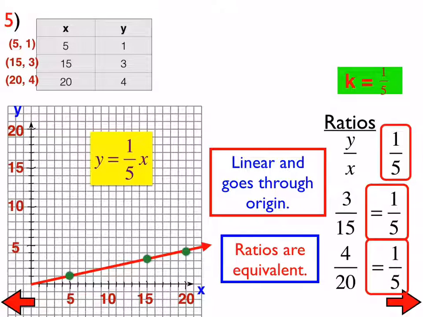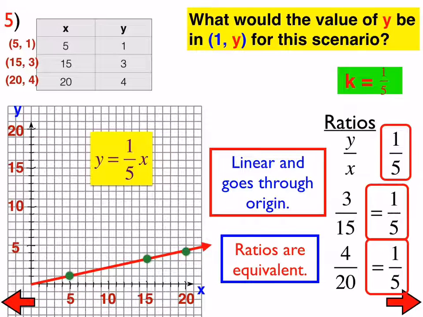I didn't do a unit rate in this one because the unit rate would just be 1/5 like the constant of proportionality because there's no really word problem situation that this is in. But I do have one more question. What would the value of y be for 1 comma y? Tell me, please. 1/5. It's 1/5.